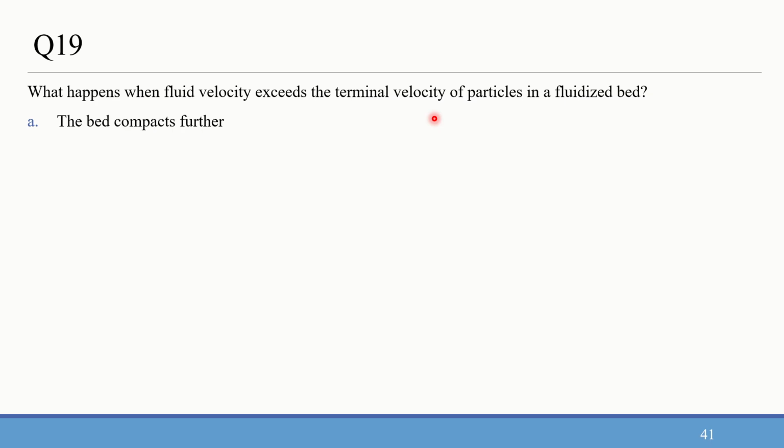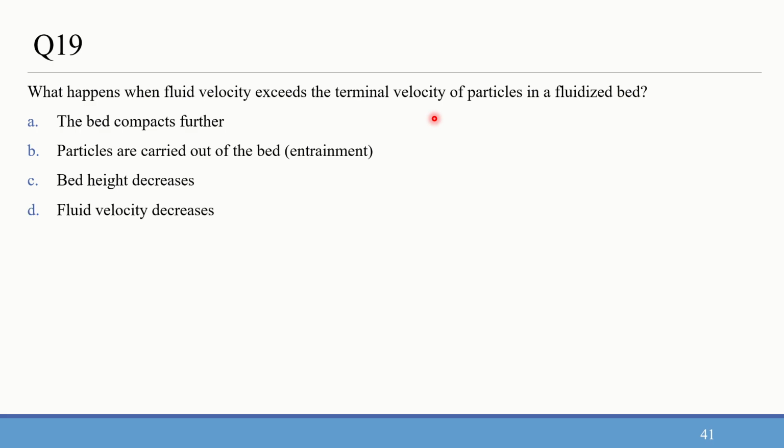So option A, the bed compacts further. Option B, particles are carried out of the bed, entrainment. Option C, bed height decreases. Option D, fluid velocity decreases. So the right answer is the particles are carried out of the bed, that is, entrainment happens when the fluid velocity exceeds the terminal velocity of the particles in the fluidized bed, because after that the particles cannot settle, so therefore they will be carried out of the bed. The velocity is that high, that is the concept. So the answer is particles are carried out of the bed.